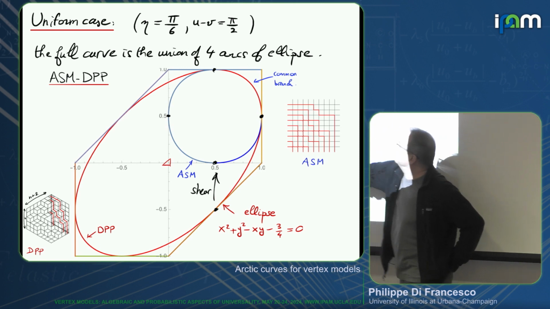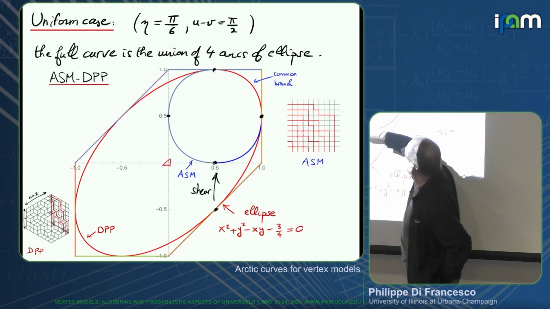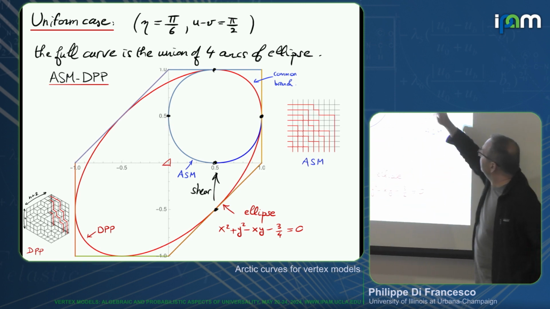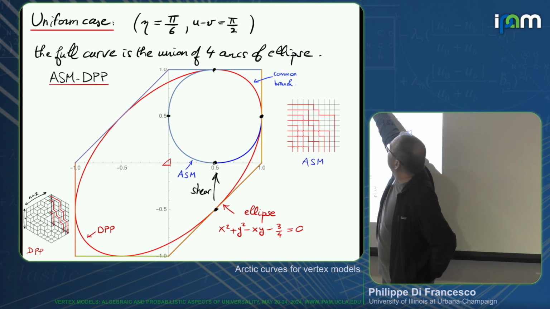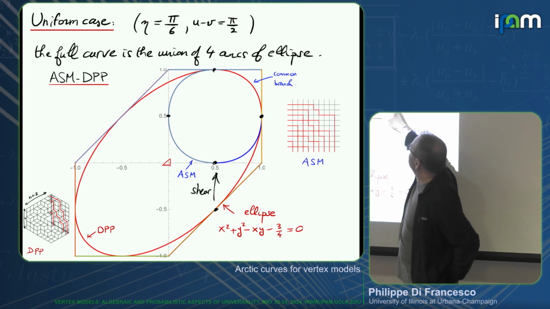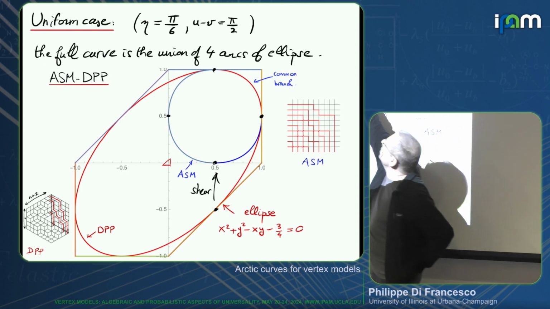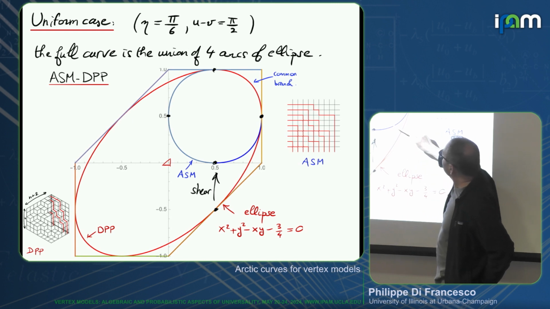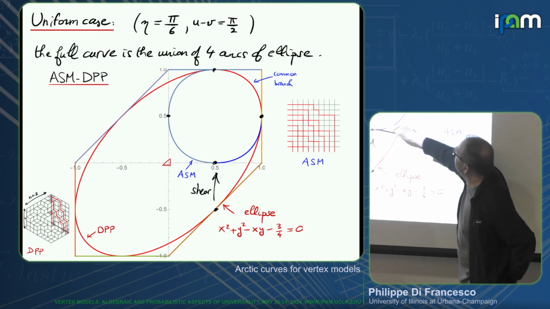So forget about the rest of the picture for the timing and just look at this square. So inside this square is the Arctic curve for the alternating sign matrices, so the uniform 6-vertex model. And it's made of 4 pieces of ellipse.